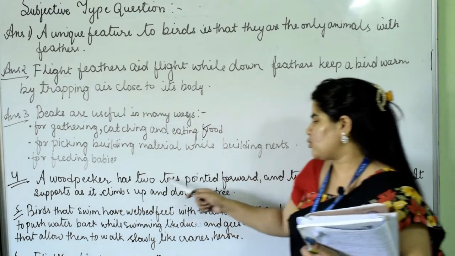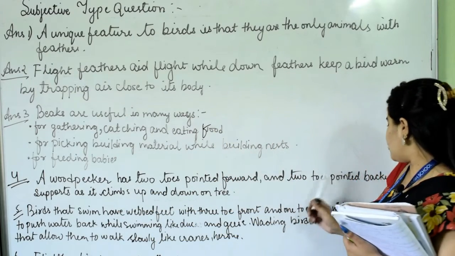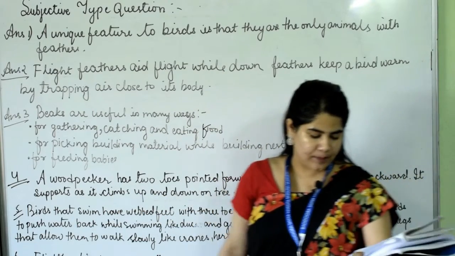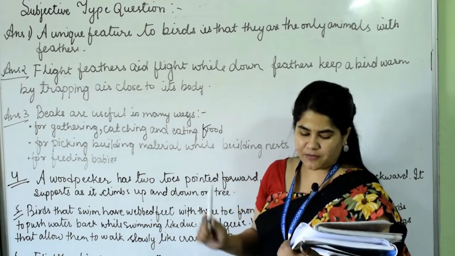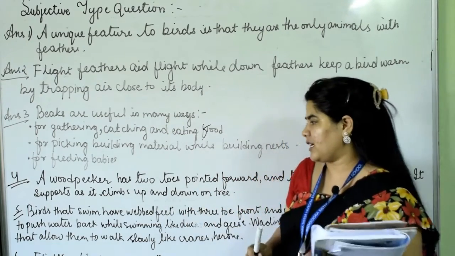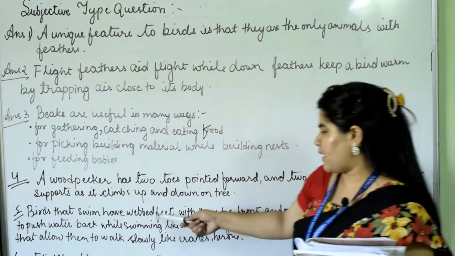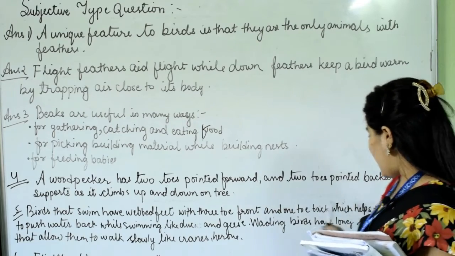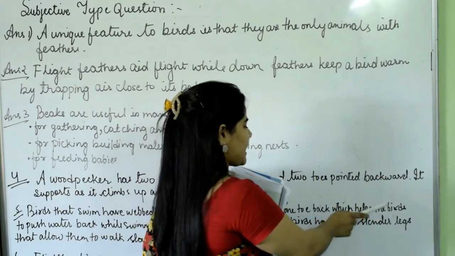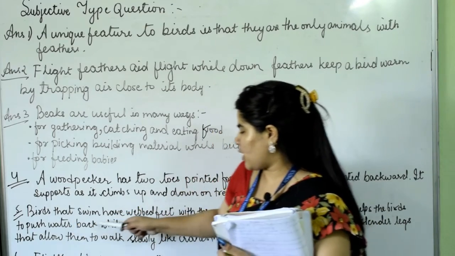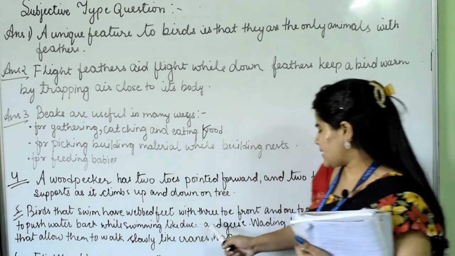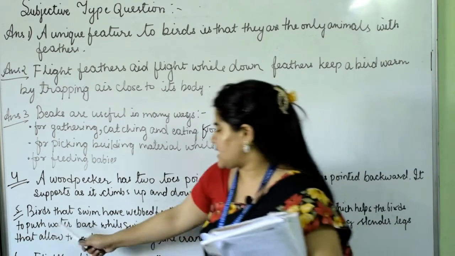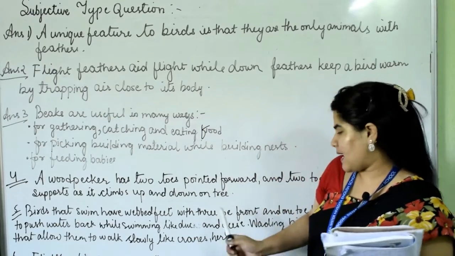A woodpecker has 2 toes pointed forward and 2 toes pointed backward that support it as it climbs up and down on a tree. Number E, what makes wading birds different from birds that swim? Give example for each. Birds that swim have webbed feet with 3 toes front and 1 toe back, which helps the birds to push water back while swimming, like ducks and geese. Wading birds have long, slender legs that allow them to walk slowly, like cranes and herons.